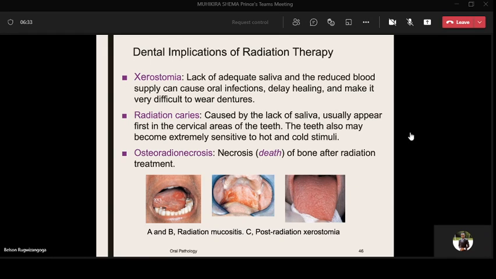Another is osteoradionecrosis. It means there is necrosis of the bone after radiation treatment. And here the problem is that there is a bone which is necrotizing, and therefore the teeth become loose, and the person ends up losing the teeth because of that.